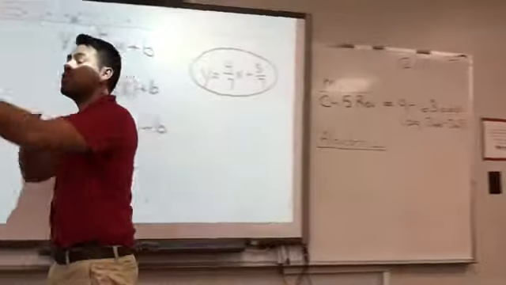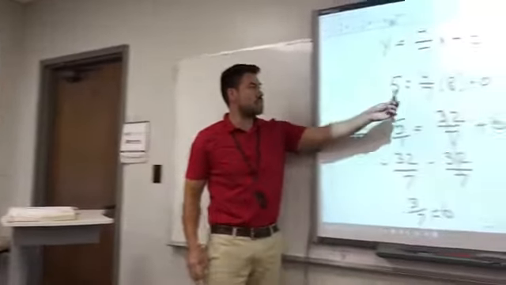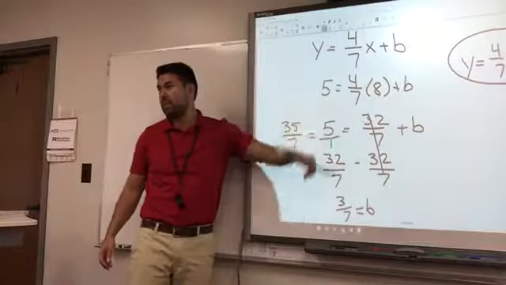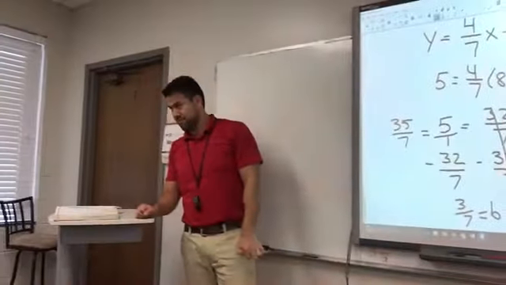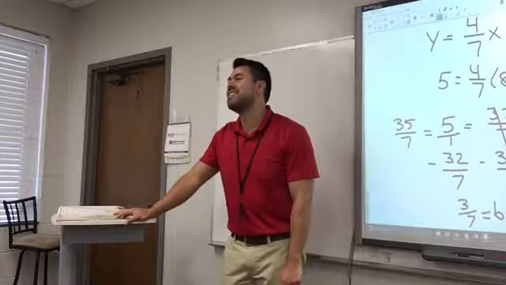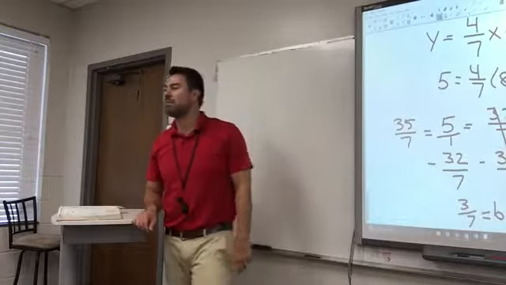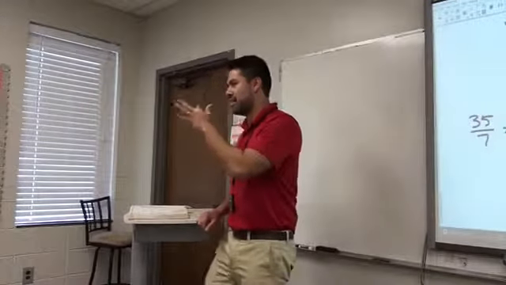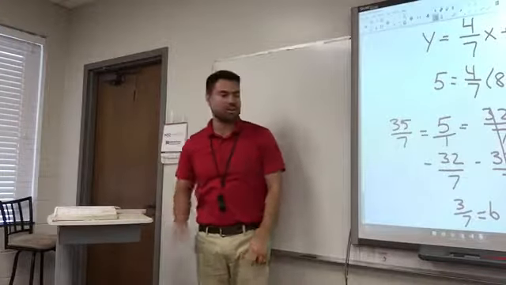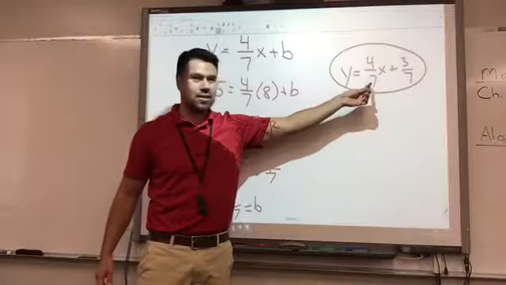Your question. I'm sorry, Taylor, we got cut off. So you said why can't the answer be y equals 4/7 x plus the quantity y minus 4/7 x? It could be, but then that's not simplified. Make it simple. All right, so here's your answer there.